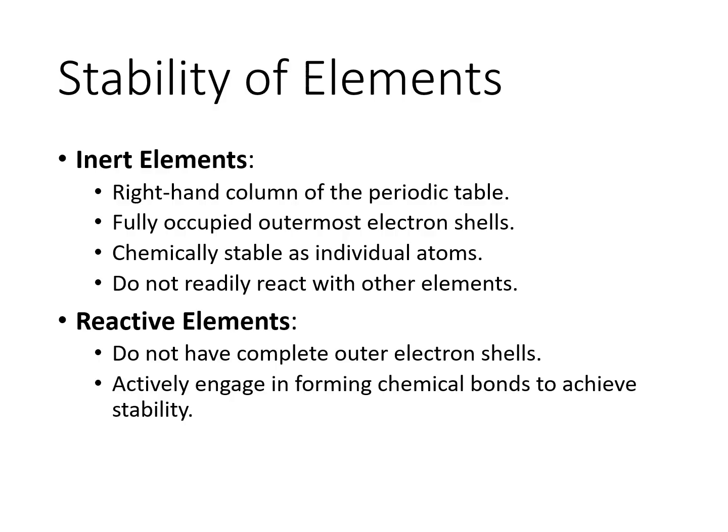Some elements, called inert elements, have full outer electron shells, making them stable and unreactive. These are found in the far right column of the periodic table. In contrast, reactive elements have incomplete outer shells and tend to form chemical bonds to achieve stability. This difference in electron configuration drives how elements interact with one another.